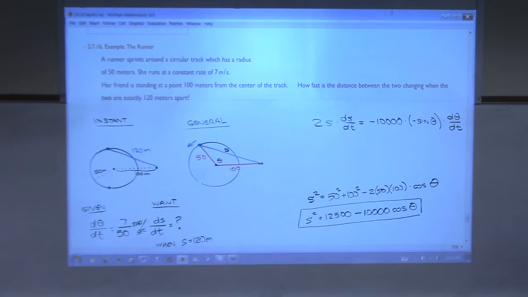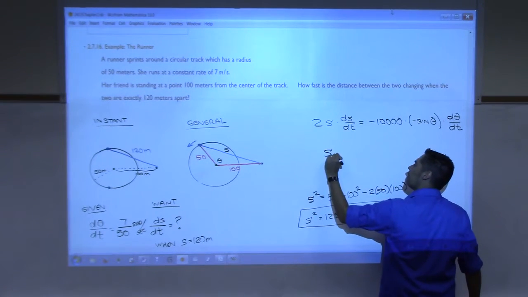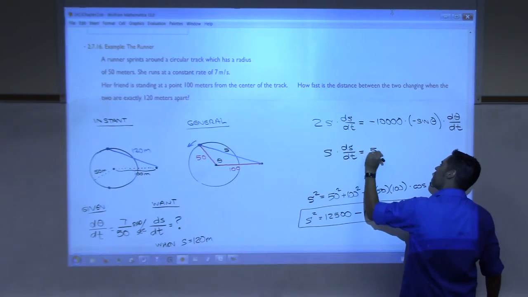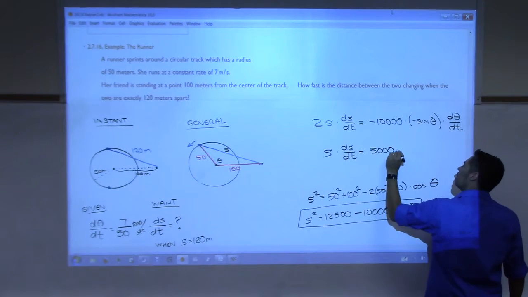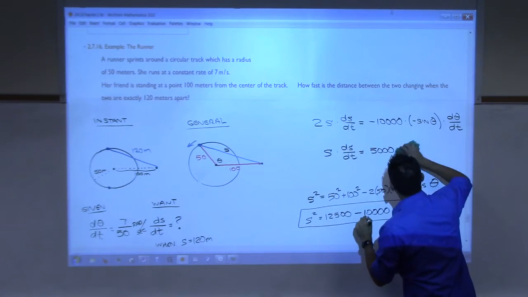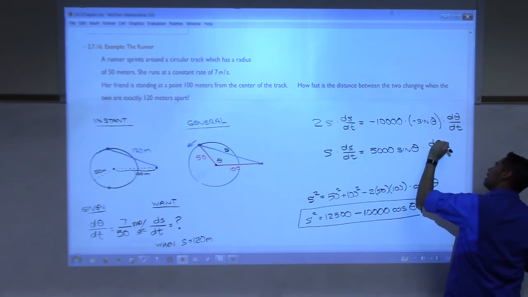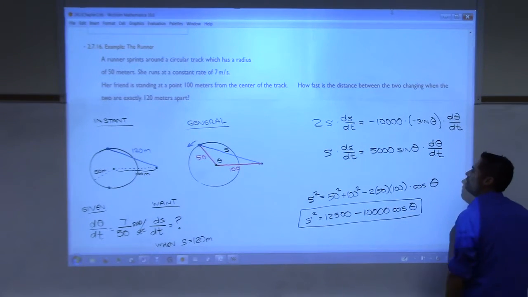That'll become a positive 10,000, right? On the right side. Also, there's a 2 on the left. You mind if I just divide the 2 through right now? So we have s times ds/dt equals 5,000 sine of theta times d theta/dt. There it is.